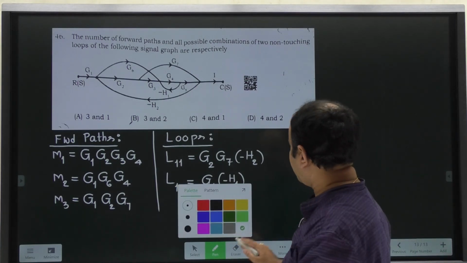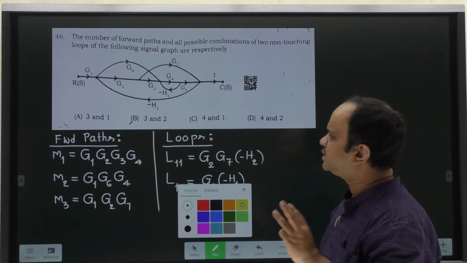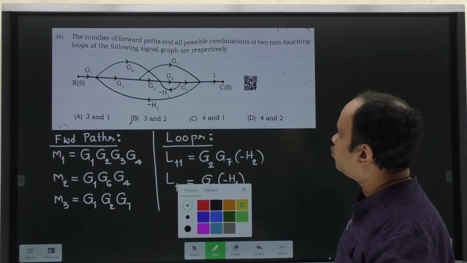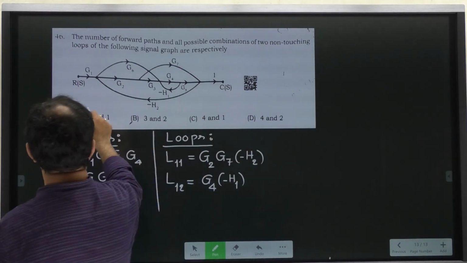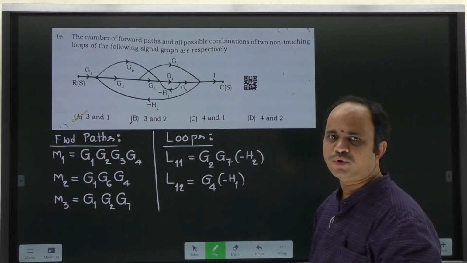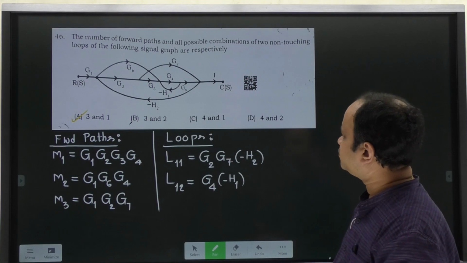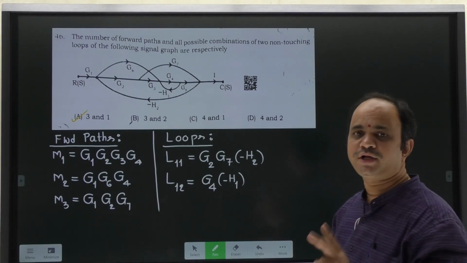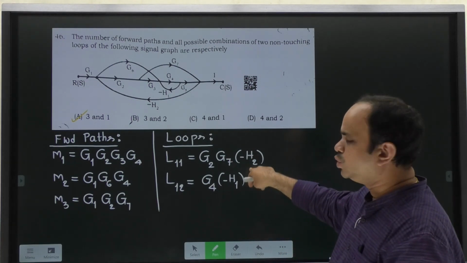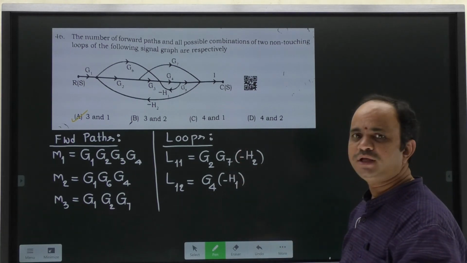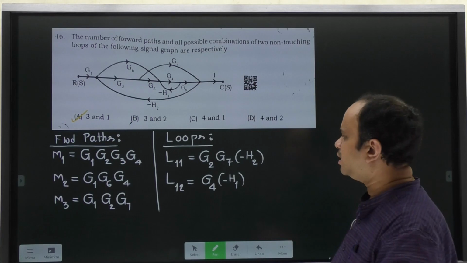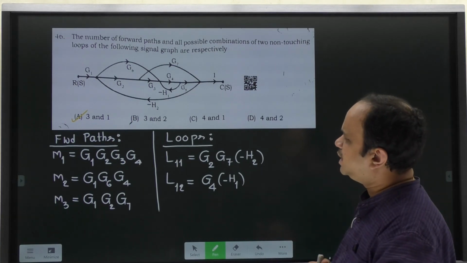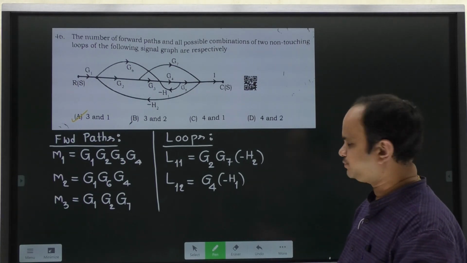Therefore finally I can select the answer. There are three forward paths and one combination of two non-touching loops, that is option A will be the appropriate answer here. So in this one there are two loops, these two are non-touching, and combination wise it is one combination of two non-touching loops, and hence I am selecting option A.